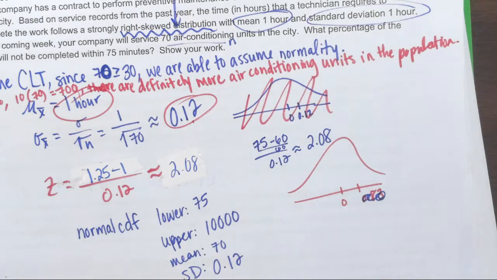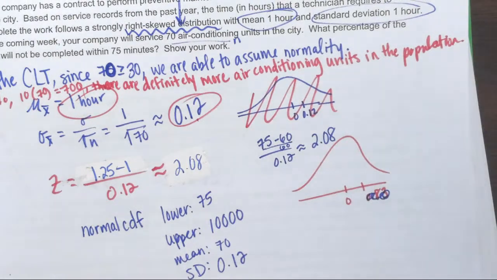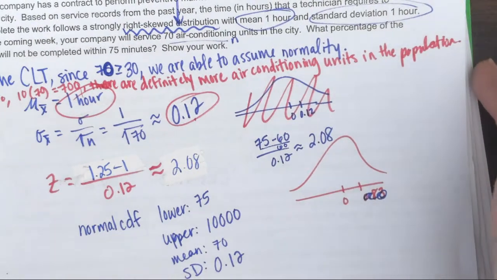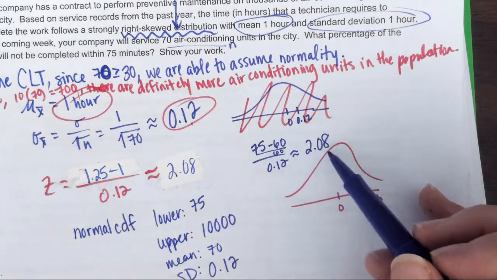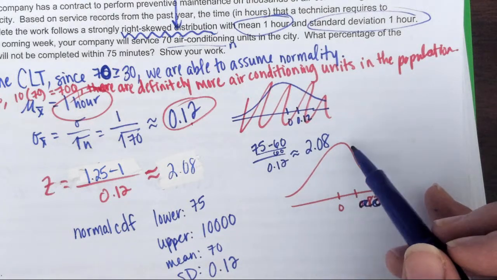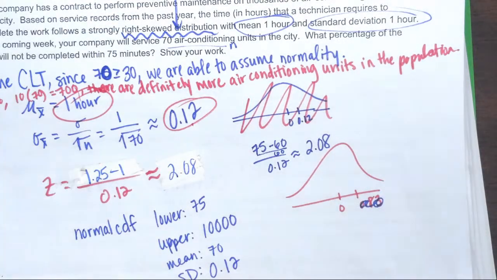I thought the whole point of going to the Z-score was because the Z-score is unitless. Unitless, the standard deviation isn't. Oh, that's true. Yeah. Annoying as hell. Yeah, but it's 75 minutes, so the minutes cancel out. Or I guess hours over hours.